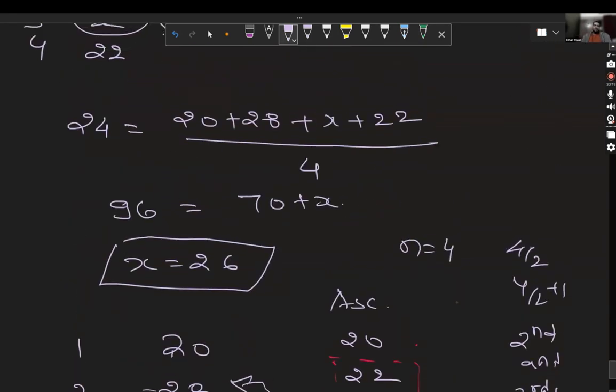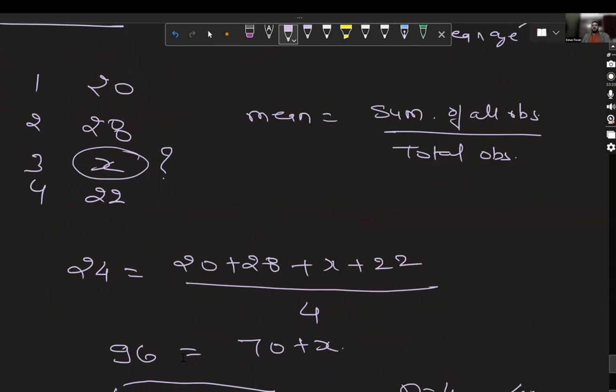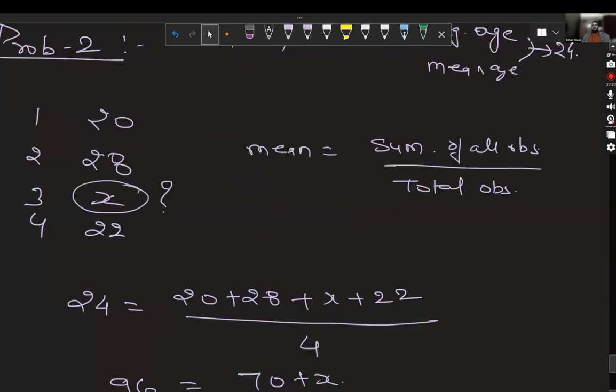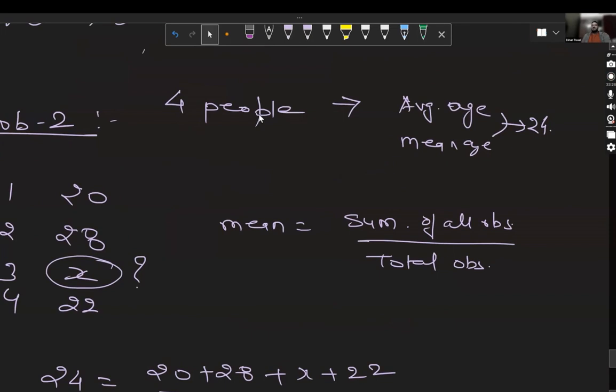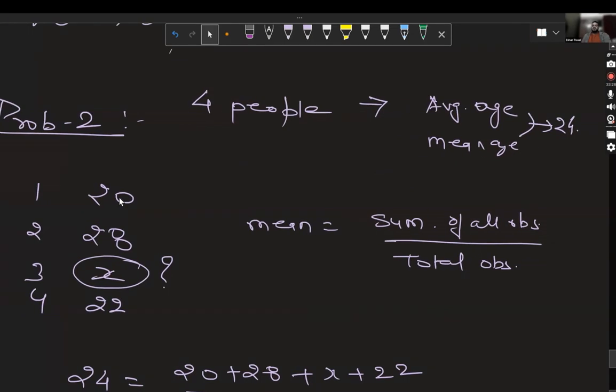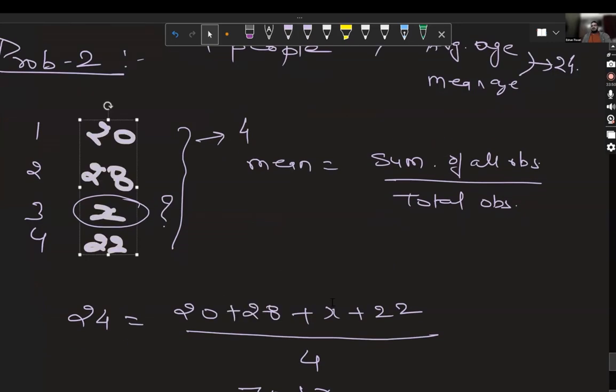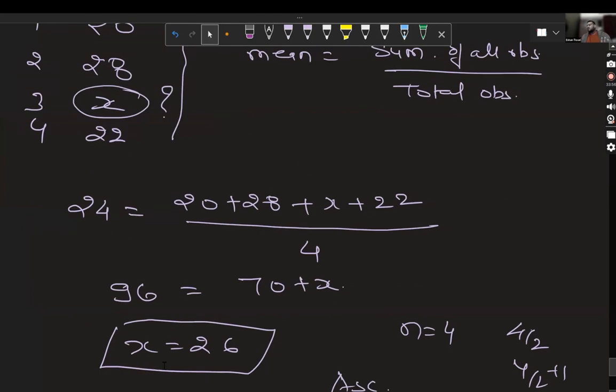Okay? So again, some people have doubt around how did this become X is 26. So what was our problem statement? We have a group of 4 people. Person 1 has age of 20, person 2 has age of 28, person 3 we do not know their age, person 4 has age 22. Now what does mean mean? Mean is equal to sum of all observations divided by total observations. How many observations do we have here? We have 4. So the denominator becomes 4. And what is the sum of all observations? It is 20 plus 28 plus X plus 22 divided by 4. So if you solve this equation, you will get X is equal to 26.